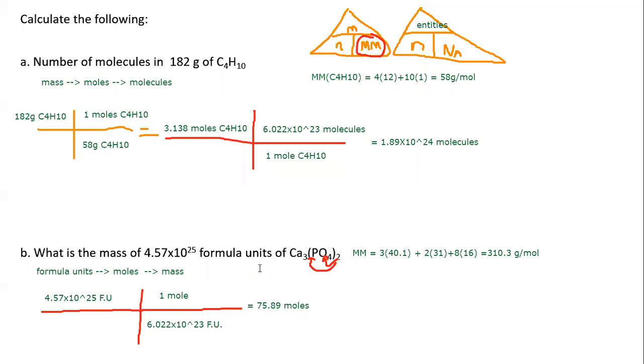So now we have moles. We can calculate the mass by multiplying it by the molar mass. So 1 mole is 310.3 grams. And we get about 23,550 grams.